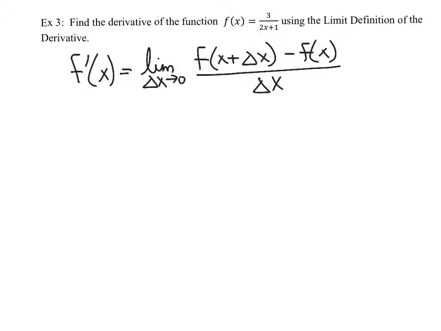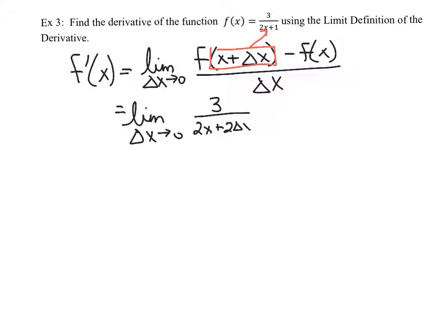So we want to replace the x in the function with x plus delta x. So I'm going to replace it right in there. And I'm going to say that this is the limit as delta x approaches 0 of 3 over, I'm going to go ahead and distribute the 2 right away, so it'll be 2x plus 2 delta x plus 1. Now I'm going to subtract f of x, so that's going to be 3 over 2x plus 1 all over delta x.